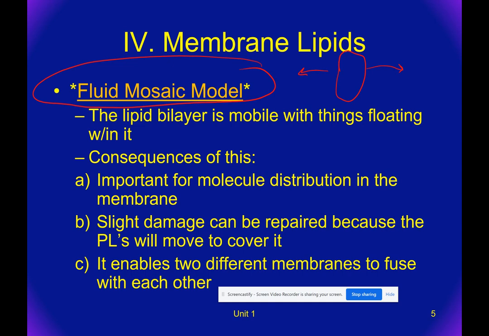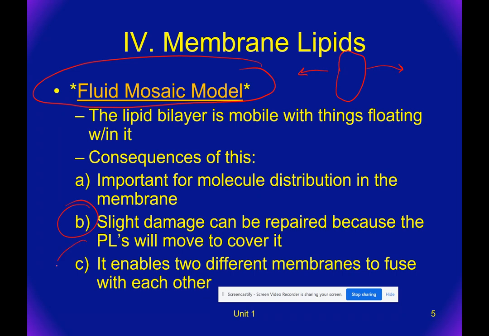So, what's the consequence of this mosaic and fluid nature of a cell membrane? One, it's important in the molecule distribution on the membrane. If I need something to be on the lateral side of my cell, I can physically move it over there. It would be like somebody wearing the little floaty with the dragon head around their waist and walking through the balloons to get to the edge of the pool. I can move things when I need to. Two, slight damage can be repaired because the phospholipids will actually cover it back up. The nature of the phospholipid with its hydrophobic tails and its hydrophilic heads means that when you disrupt them, the tails want to get away from water as quickly as possible. The easiest way for them to do that is just to reform into the way that it was before.